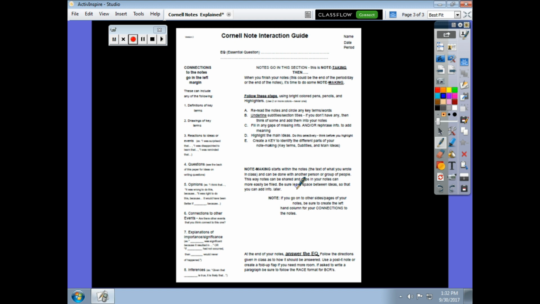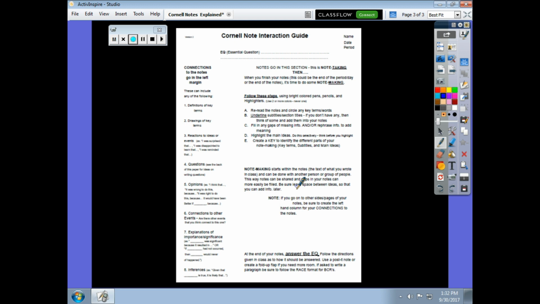In addition to this, in your notebook, there is a Cornell Note Interaction checklist. What that means is it's a series of steps, and it says, did you do this? Did you do that? And it goes through each of the things that are supposed to be in your notes, and you use that just to make sure that you're not losing points on your notes.